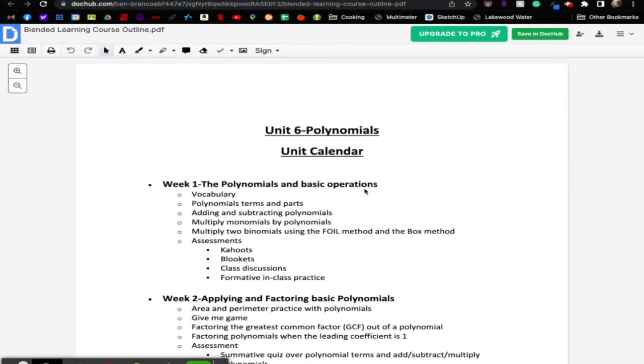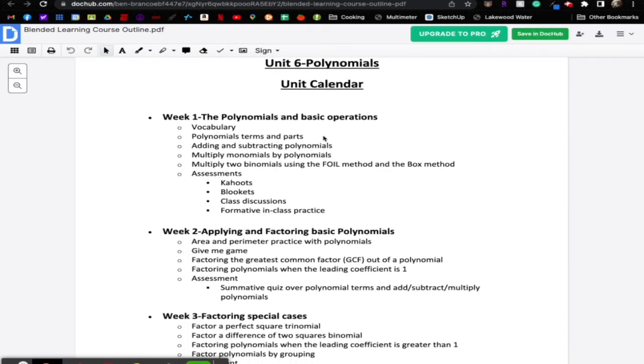Next, we're going to look at my outline. In this outline, we start in week 1 on the basics of polynomials, such as adding, subtracting, multiplying, and those minor basic principles. The assessments here are formative to ensure that students are getting the correct vernacular and accurately making mathematical processes.